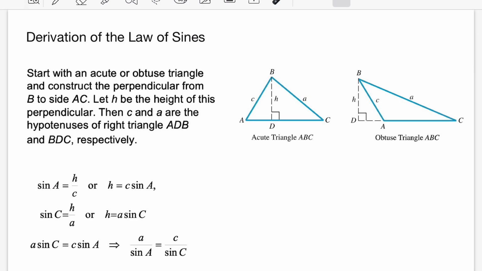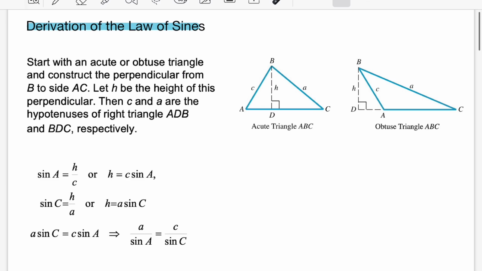To derive the law of sines here, we're going to start with an acute or obtuse triangle and construct a perpendicular line from this angle B to this side AC for this acute triangle. And similarly for this obtuse triangle, we're constructing this perpendicular line from this angle B to our line AC. Now H is going to be the height of this perpendicular. Then notice that C is going to be the hypotenuse of our right triangle ADB, and A is going to be the hypotenuse of our right triangle BDC. And similarly for the obtuse case here.